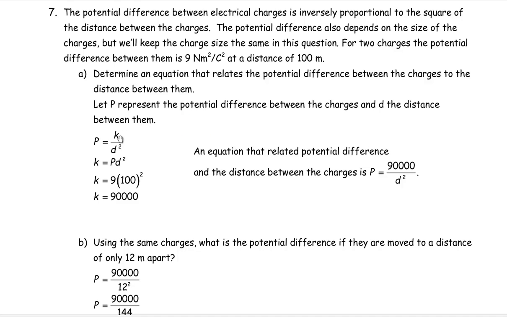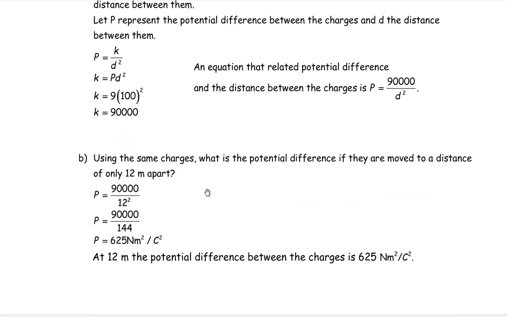If I cross multiply, k would equal p times d squared. And this is the reason for giving this information. If the distance is 100, the potential difference is 9, so put 9 in place of p. So 100 squared is 10,000, times 9 would be 90,000. So that's the constant. So the equation would be p equals 90,000 over d squared. That's the equation we're asked to find in A, and we're going to use it in B.